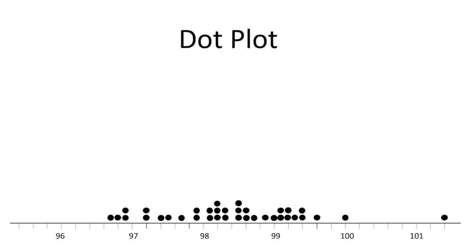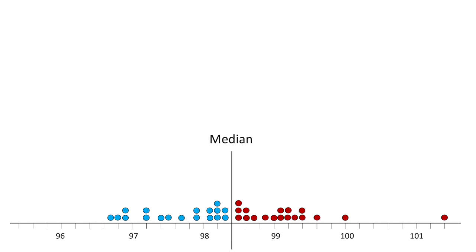This is a dot plot. A dot plot is just like a histogram, which you can see in my other video. Let's now create our box plots. To do that, we're just going to first divide the data in half. Half to the left, half to the right, and we're going to draw a line right there in the middle. That is going to be the median.